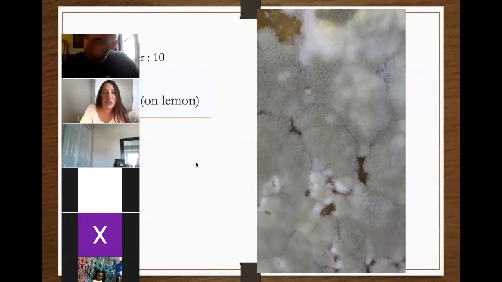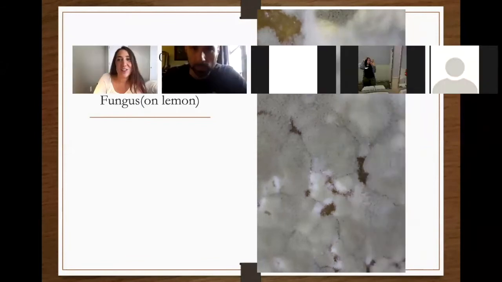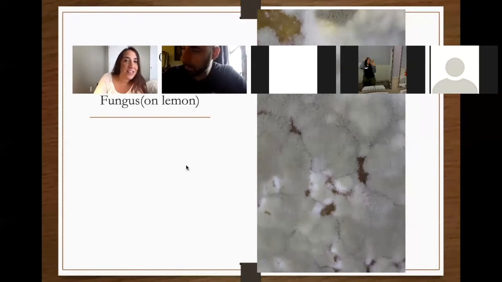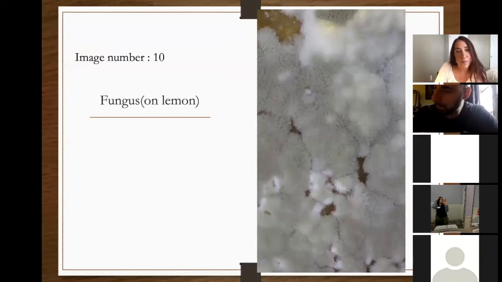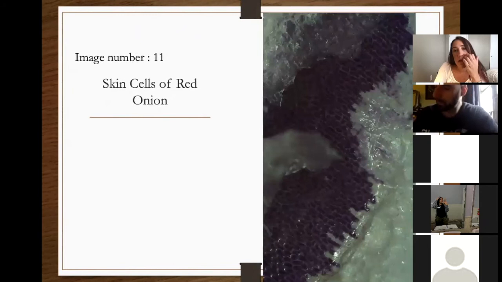So I will introduce, this is a fungus on lemon, okay? This is fungus on lemon. We can see this layer on top. This is a low power magnification. That's definitely low power magnification. Then we have another one from onion.